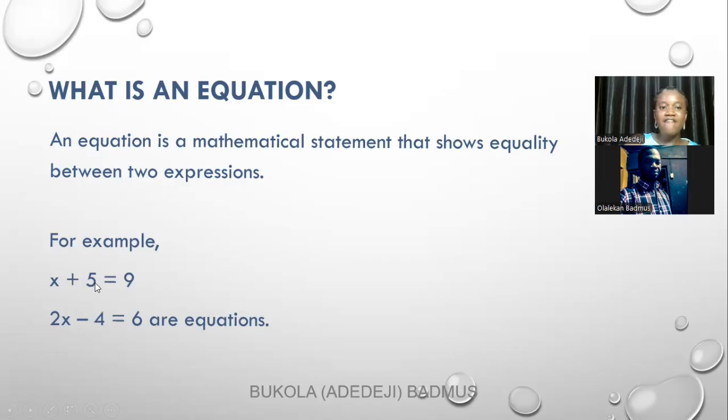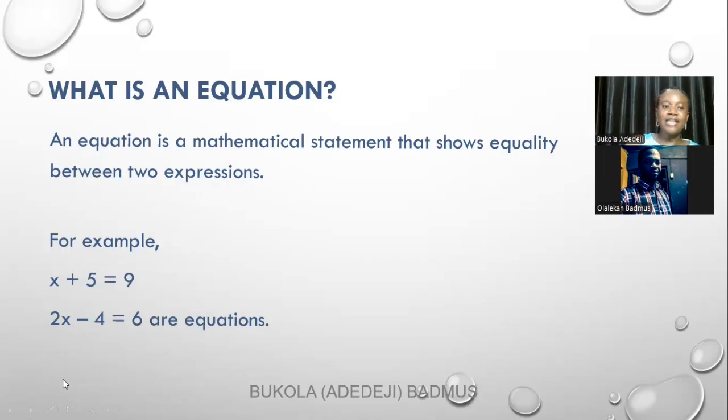x plus 5 is an expression. 9 is also an expression. So an equation shows the equal to between x plus 5 and 9. It means that when you get the value of x and you add it to 5, you also get 9.